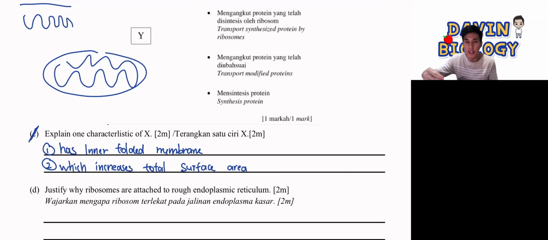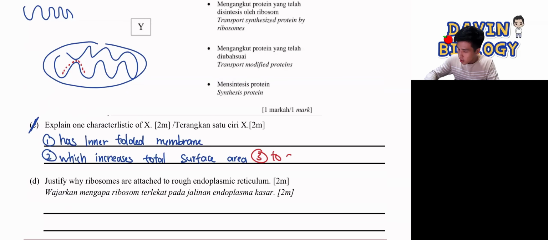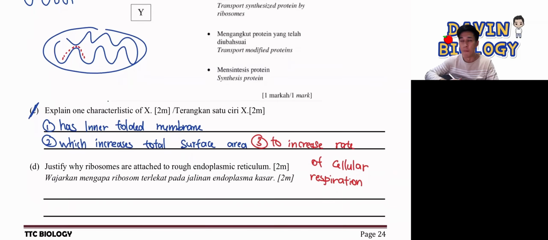Okay, but don't just stop at surface area. Explain what's the surface area for. If it's 3 marks, you need to mention. So basically, more area, you got more place to increase rate of cellular respiration. More surface area, more respiration.